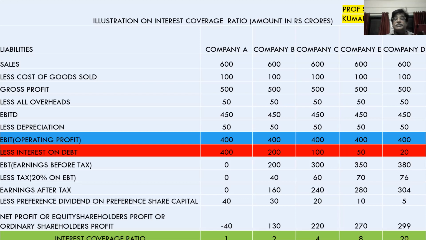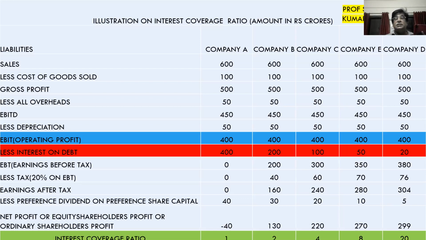Now look at the fourth case. The earnings before interest and tax, or operating profit, is 400 crores, and the interest you have to pay is 50 crores. So you can pay eight times. So this company is very solid. You have to pay 50 crores, but I have earned 400 crores. I can pay eight times.